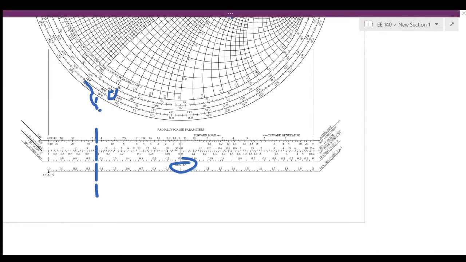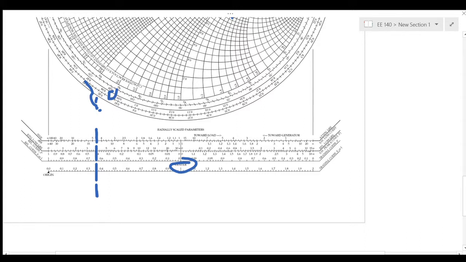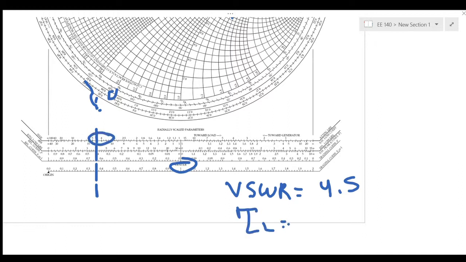So our VSWR is equal to about 4.5, and our reflection at load will be right about here, so that's like 0.62. Now that's the magnitude of our load reflection.